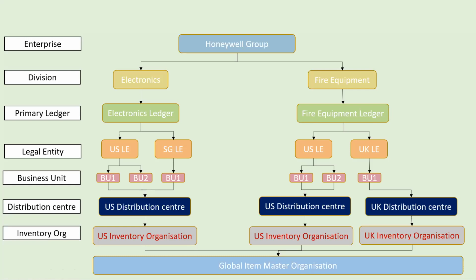Okay. So we have the legal entity. For a legal entity, we will have multiple business units or operating units. In this case, I have just taken one or two for our understanding. Which means for the US legal entity we have two business units, and for Singapore we have one business unit.